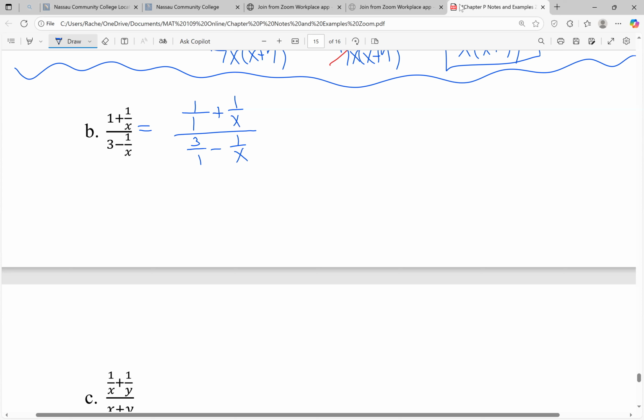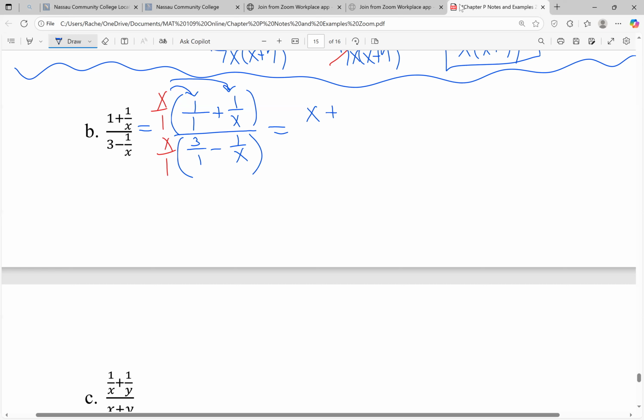So look at these 4 different fractions: 1 over 1, 1 over x, 3 over 1, 1 over x. You have 4 different denominators, right? A 1, an x, a 1, and an x. What would the least common denominator be? It would be 1 times x, or just x. So I'm going to multiply the numerator and the denominator by the LCD, which is x. And like I said, if you want to make it x over 1, just to help you multiply properly, that's fine. So distribute the x to the numerator. I'm going to have x times 1, which is x, over 1 times 1. So I'm just going to leave that as x.